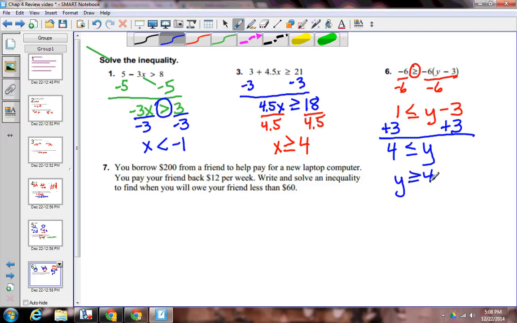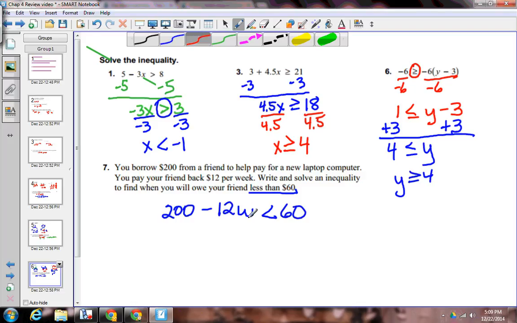All right, then we have a word problem, a little bit trickier, but we can work this out. Kind of key is that we want to find out when we're going to owe our friend less than $60. So that's what goes on the right side, less than 60. On the left, we have what we started with, the $200. And then think of what you're really doing when you're paying your friend back $12 each week. You're taking that away. You're ticking away at the money that you owed your friend. So we would take away 12 each week, so 12 times W. And that's one inequality you could use. There's a couple you could use for this situation, but this will work.